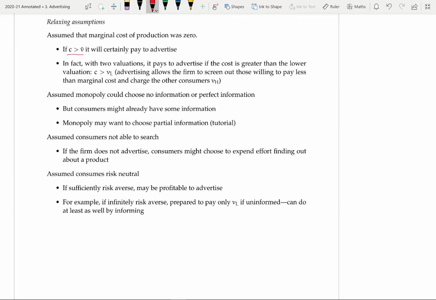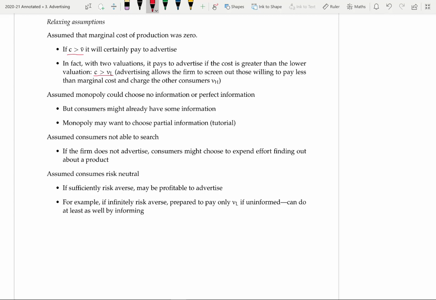It actually turns out that if we've got two valuations, it's going to pay for the firm to advertise as long as the cost is greater than the lower valuation. And this is because if the cost is greater than the lower valuation, but less than VH, then the firm will want to screen out the low valuation consumers and just sell to the high valuation consumers. And the only way it can do that is by informing the consumers about how much they value the product.